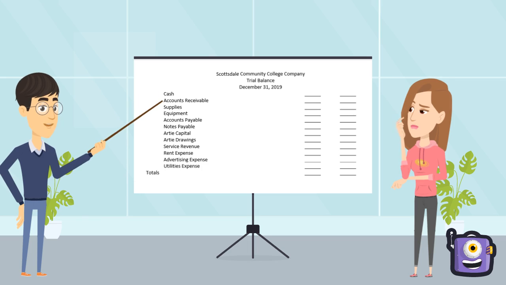Remember, as you put all of this together, that assets, the owner's drawings and the expenses are listed on the debit side. Liabilities, the owner's capital and the revenues are listed on the credit side. If you filled everything out correctly, the two sides should add up to the same dollar amount.